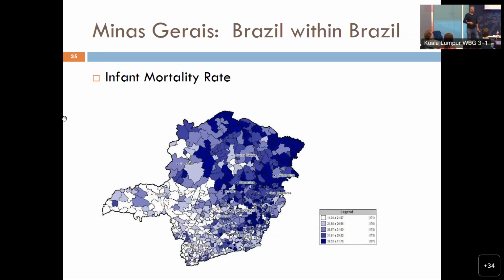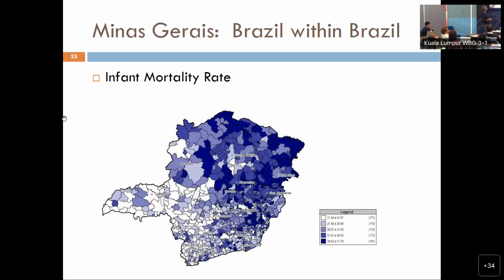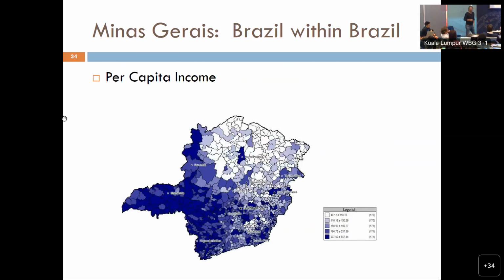This is infant mortality rates for Venezuela, also at a very granular level, and you can see the remarkable sort of pattern. The high-income municipalities, those with high levels of per capita income, are the areas where we see low levels of infant mortality. It's almost like you're looking at the mirror image, but they plot very different things. One plots per capita income, the other plots infant mortality.